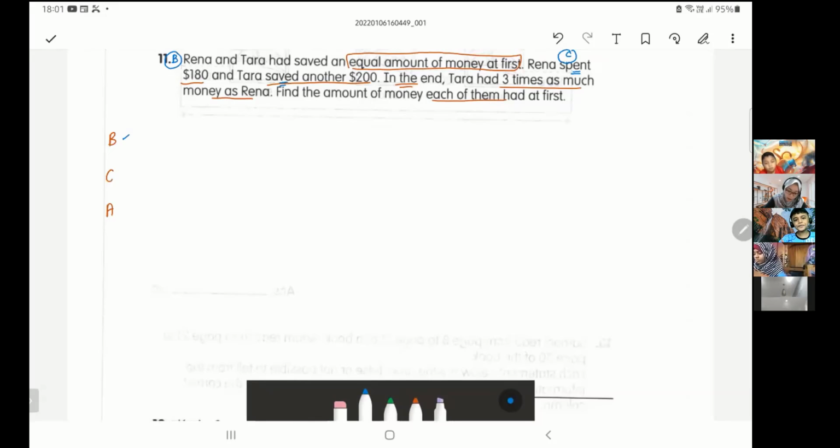So I have my before, I have my change. After is the words in the end. Now to identify what to put in. Spent is my change. How much did Rina spend? Spent is minus, so this is Rina minus 180. Tara saved another. Save means you add to your money, so it's plus 200. Tara had 3 times, meaning 3 units, as much as Rina, who is 1 unit.